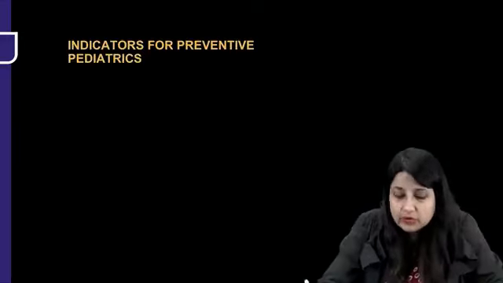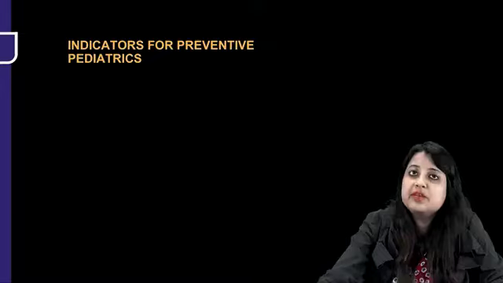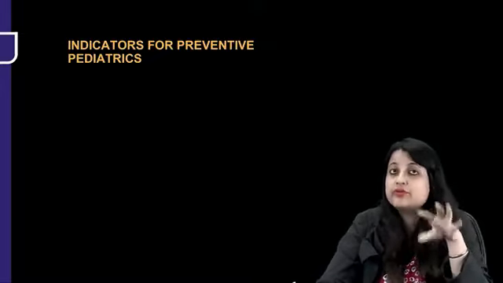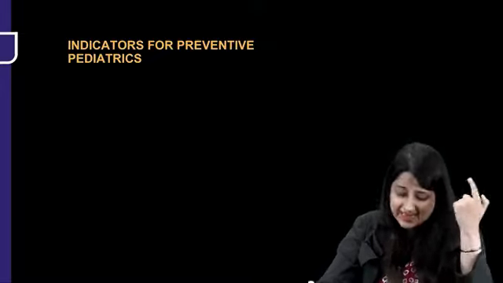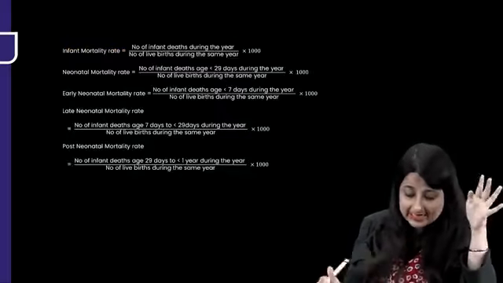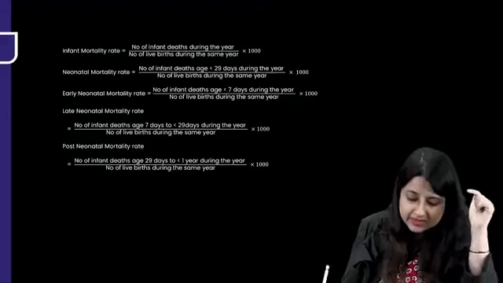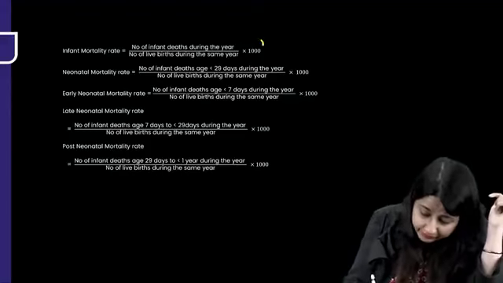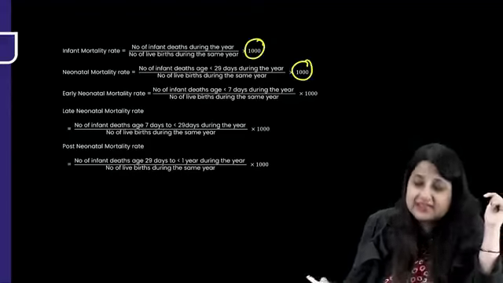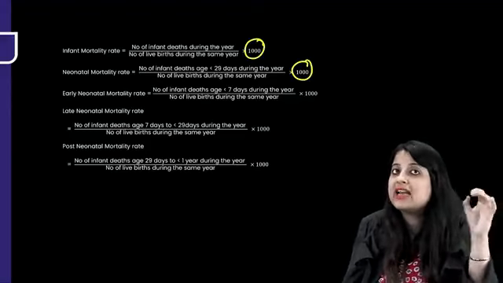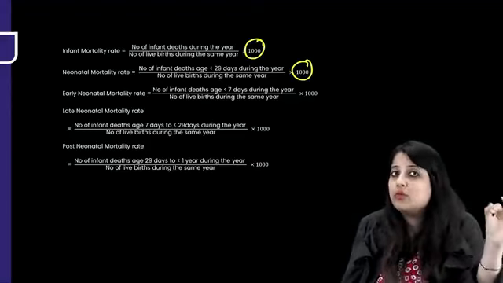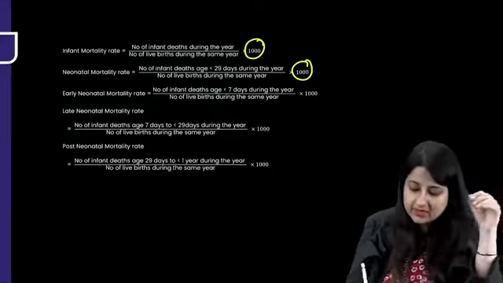Now let us talk about preventive pediatrics. In preventive pediatrics also we have a lot of formulas which are very, very important, guys. That is what we are going to focus on first. Look over here, since I've put down the most important formulas for you, the first thing that you have to note is that everywhere the multiplier is 1000, guys. Like in maternal mortality, that's the only place where the multiplier is 1 lakh. Here it is 1000.